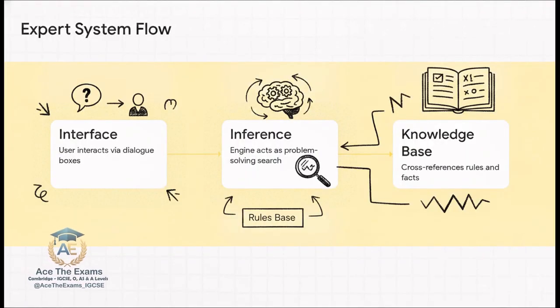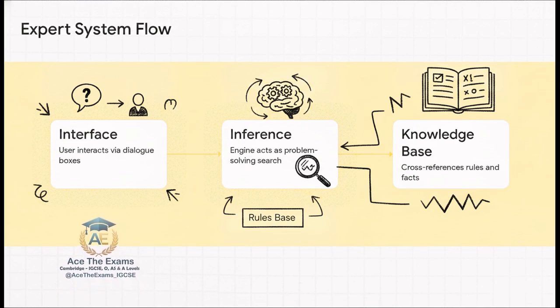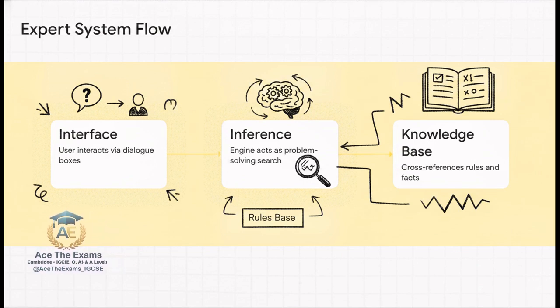The flow is always exactly the same, and you need to memorize this. First, the user interacts with the system via the user interface, usually answering questions through dialog boxes and prompts. Second, that input goes to the inference engine. Think of the inference engine as a brilliant detective. It's the main processing element, a problem-solving search engine. It takes the user's clues and cross-references them.